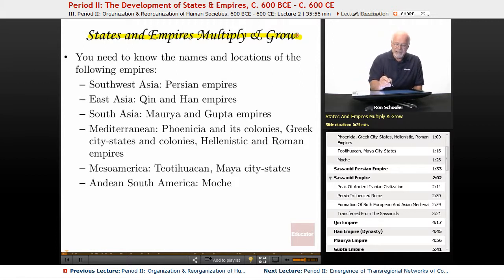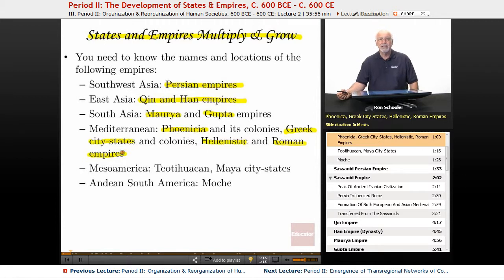In Southwest Asia, you need to know about the Persian empires. In East Asia, you need to know the Qin and Han empires. In South Asia, you need to know the Maurya and the Gupta empires. In the Mediterranean area, you need to know Phoenicia and its colonies, the Greek city-states and their colonies, the Hellenistic Empire and the Roman Empire.